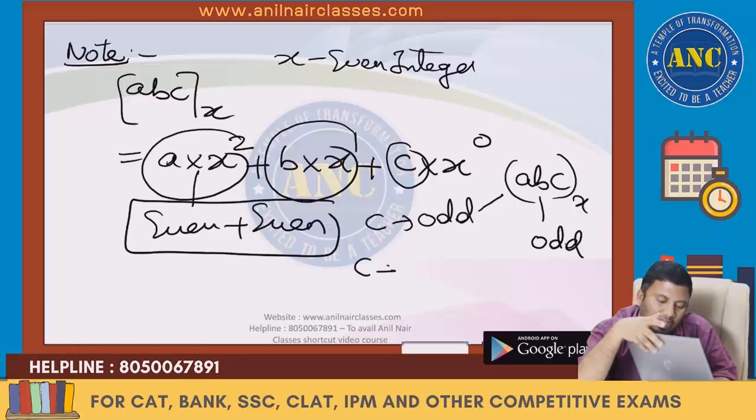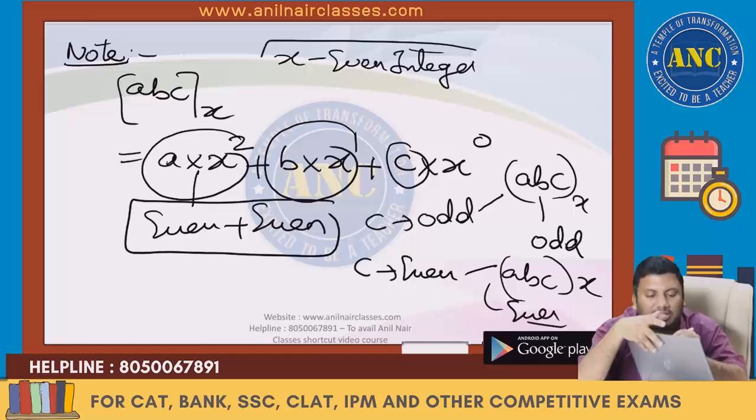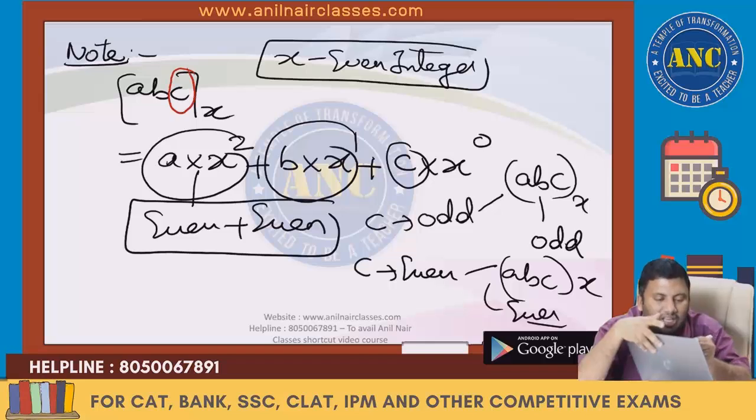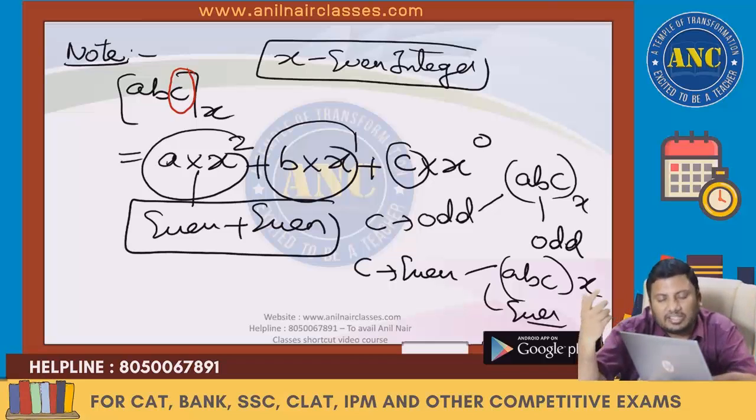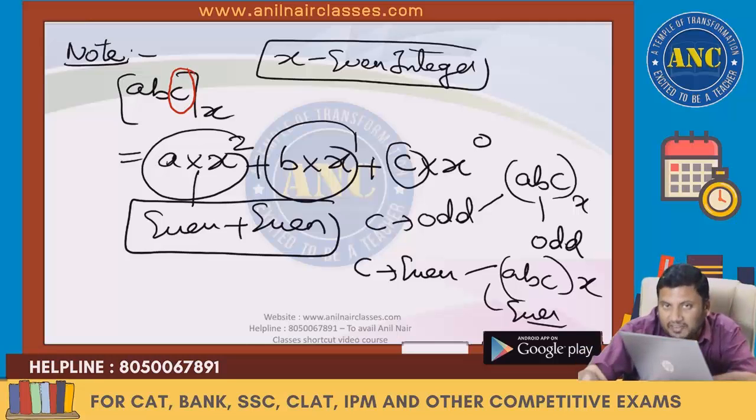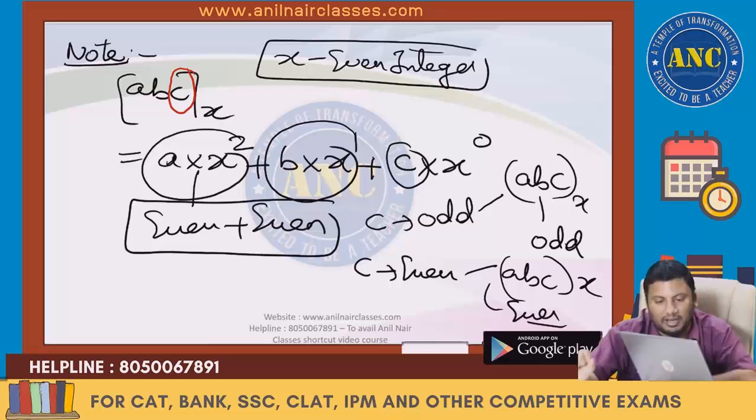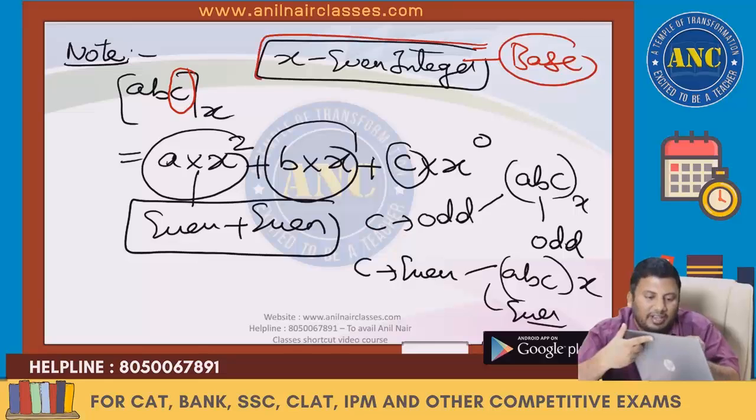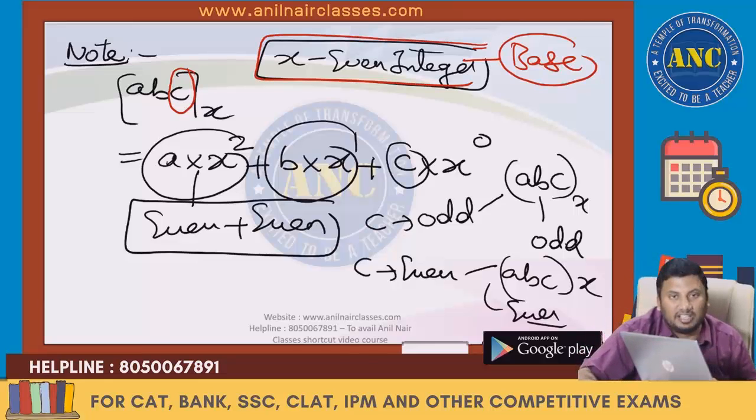I hope it is clear. If C is an even number, ABC in base system X will be even. That means if the base X is an even integer, it all depends upon the value of C. If C is odd, the answer will be an odd integer. If C is even, the answer will be an even integer. I hope it is clear. This is possible when the base is an even integer.